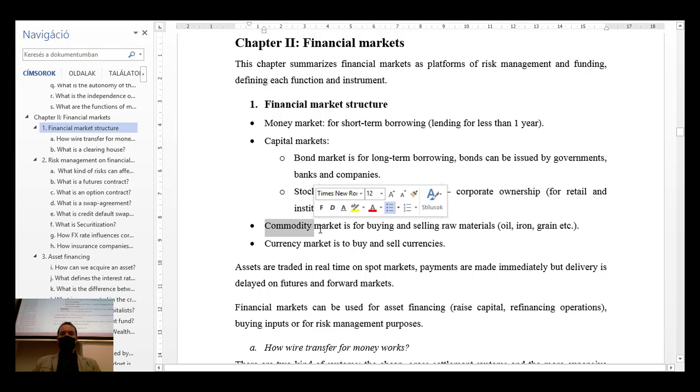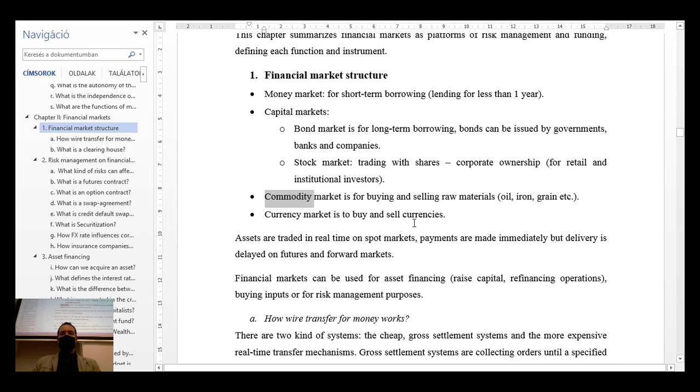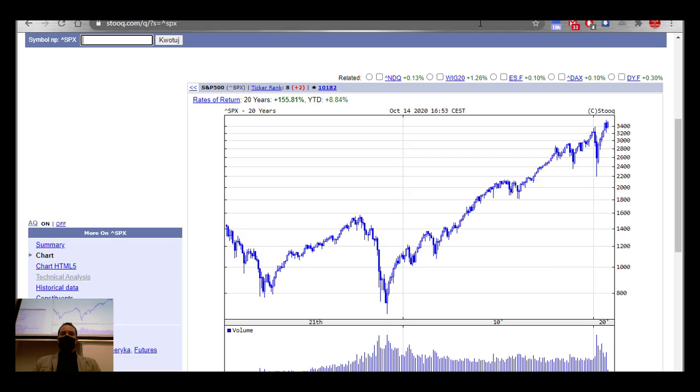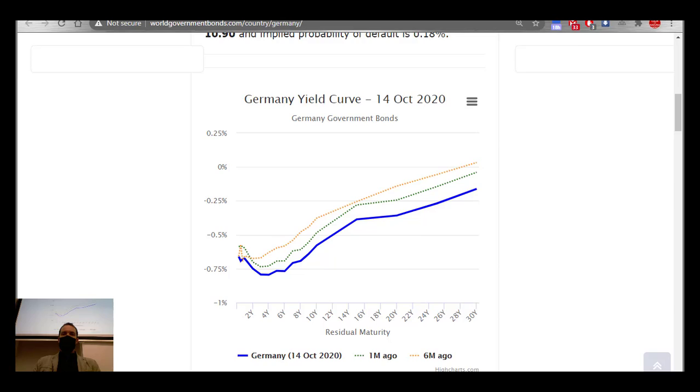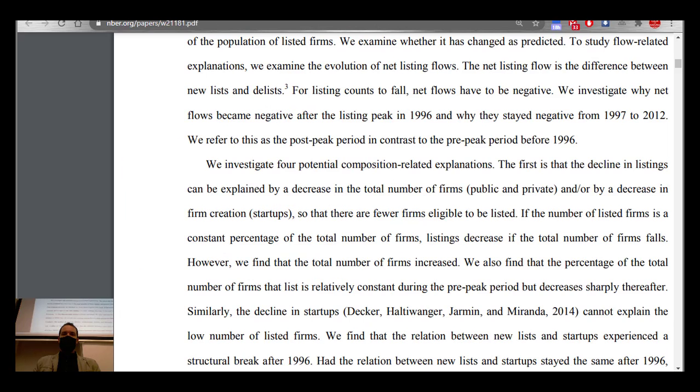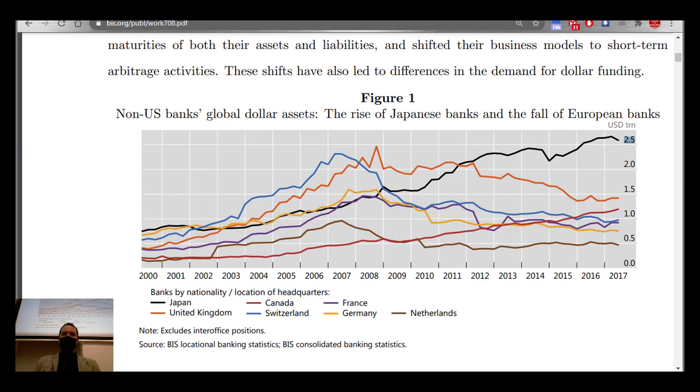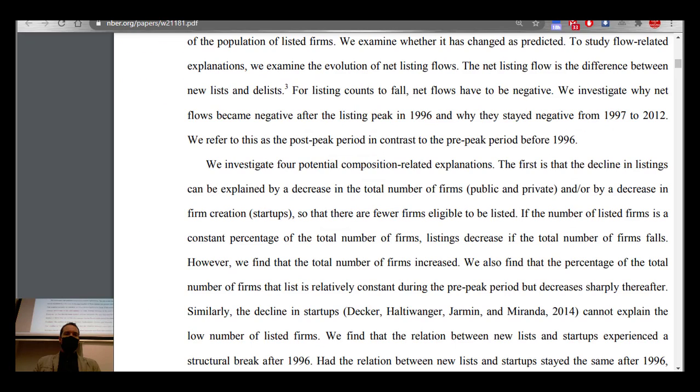Commodity markets are also different, because in commodity markets you are trying to deal with the supply and the demand of something. So, I will close down some tabs. We can keep this, not that one, not that one. Okay.